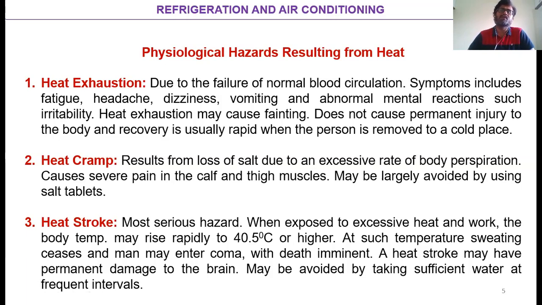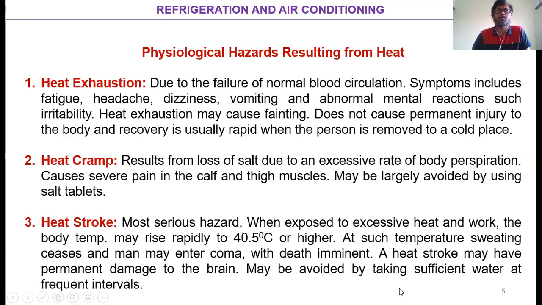Normally the people who are working in an intense high temperature atmosphere, or the laborers working particularly in municipal work, where digging work is normally taking place, suffer from such a hazard, that is heat cramp, where excessive loss of salt and excessive loss of water normally takes place. And the symptoms may be severe pain in the calf and the thigh muscles, or severe pain in your muscle joints, and it can be largely avoided by using salt tablets or by consuming water at regular intervals.